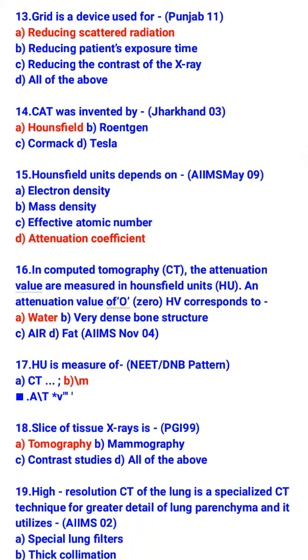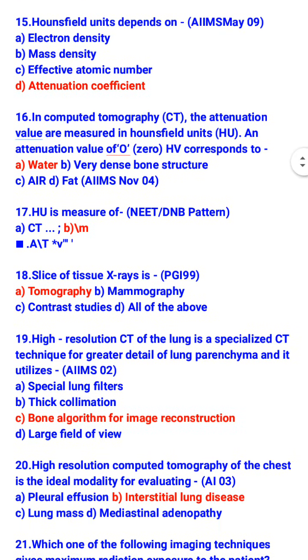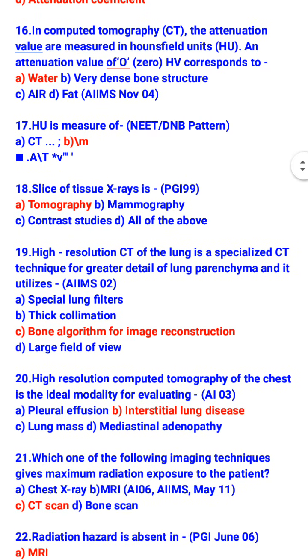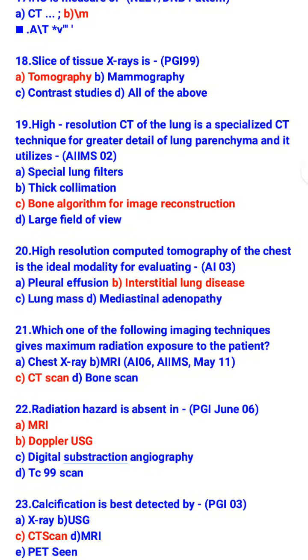In computed tomography, the attenuation values are measured in Hounsfield units, HU, and an attenuation value of 0 HU corresponds to water. A slice of tissue imaged by X-rays is tomography. High resolution CT of the lung is a specialized CT technique for greater detail of lung parenchyma, and it utilizes bone algorithm for image reconstruction. High resolution computed tomography of the chest is the ideal modality for evaluating interstitial lung disease.